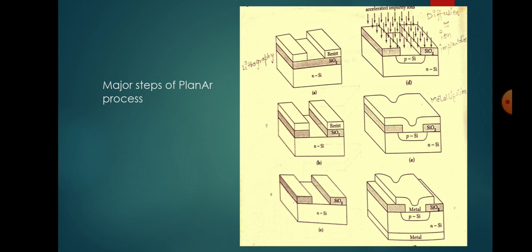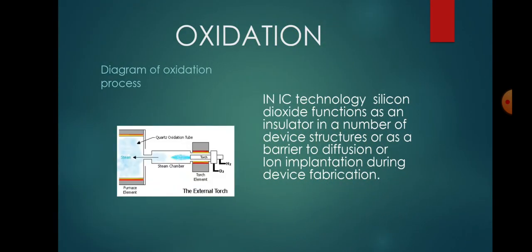Here again we have shown in a three-dimensional diagram the major steps of the planar process from diagrams A to F. Here all the processes are involved. So now we'll start with our first step, that is called oxidation. We know that all the steps, which are oxidation, lithography, ion implantation, metallization, we will discuss them one by one. So first of all, we start with oxidation.